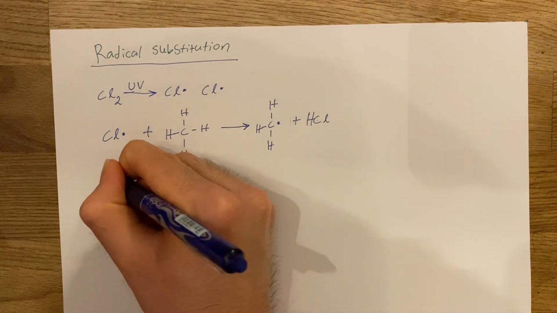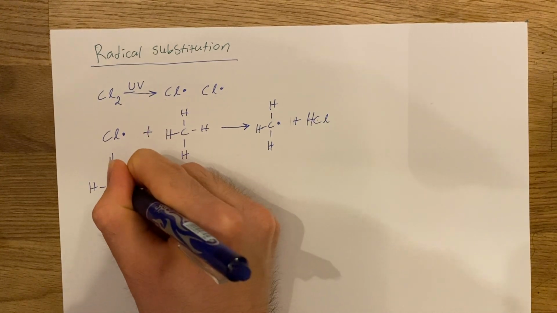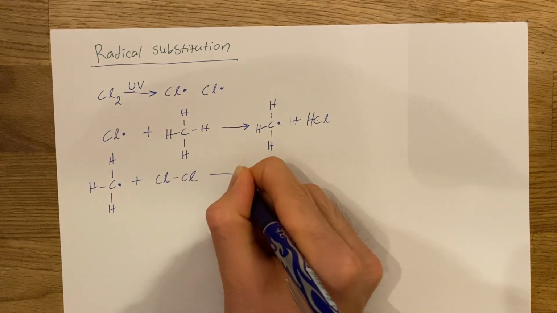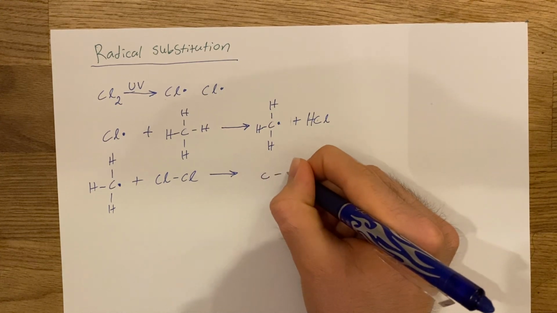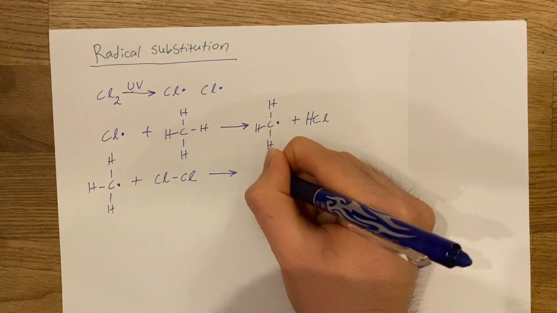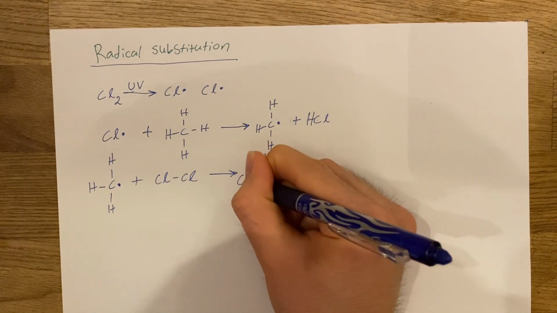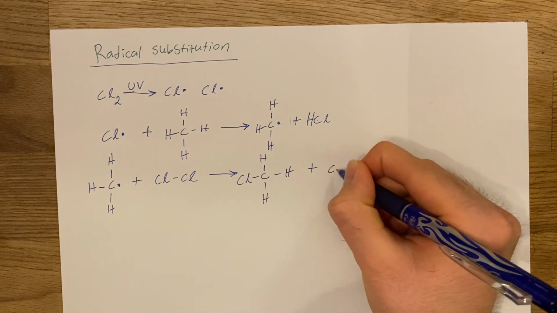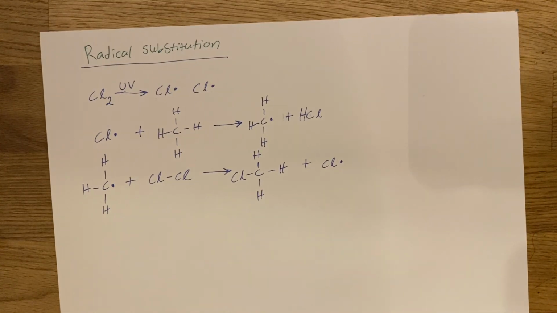Then this radical here can further react with a chlorine molecule, forming this compound right here, chloromethane, as well as another chlorine radical.